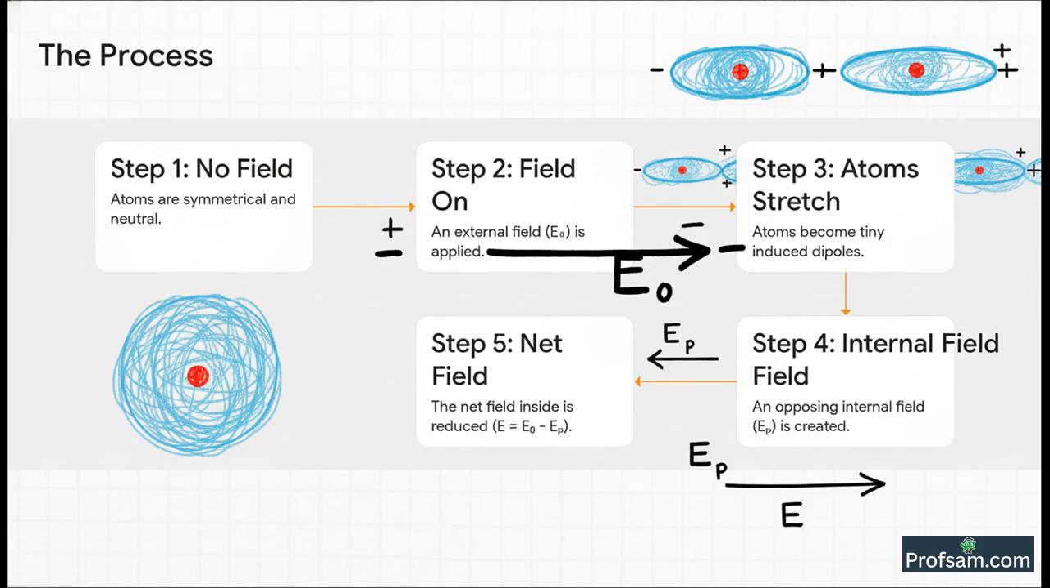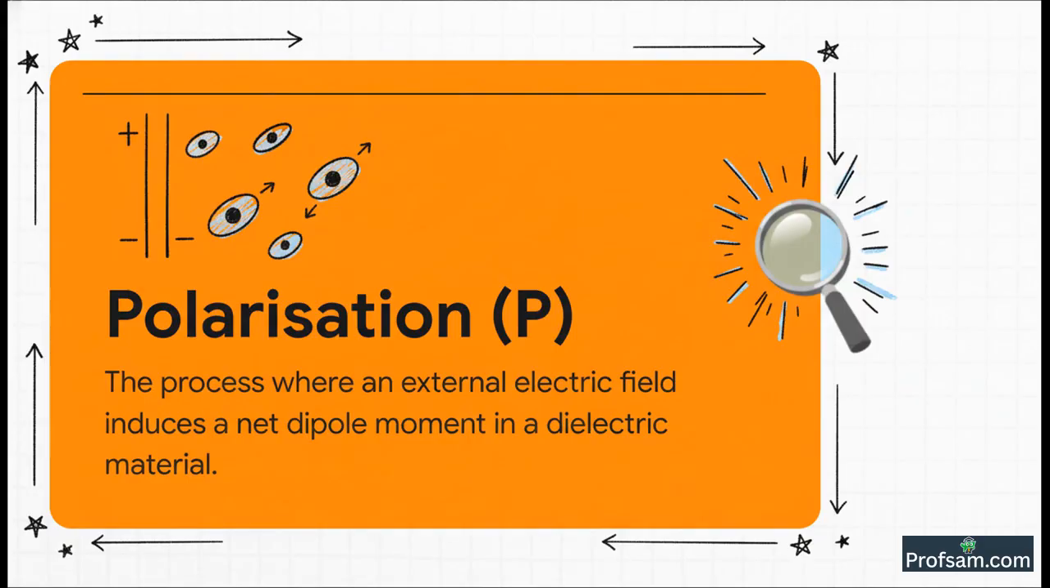And this leads to the final amazing result in step five. The net field inside the dielectric, which we'll call E, is now weaker than the field we started with. Why? Because E is simply the original E0 minus this new internal field EP. So this entire process that we just saw, the stretching of the atoms, the creation of tiny dipoles, has an official name, and the proper exam-safe name is polarization.